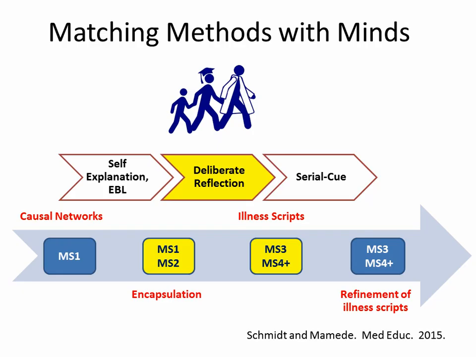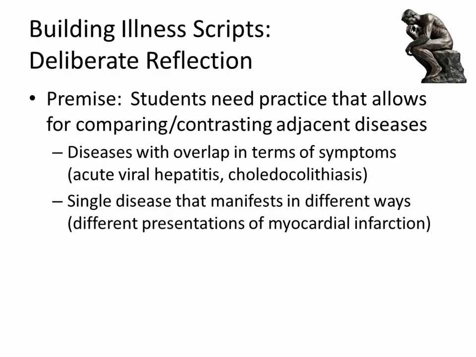Okay, so now we're going to talk a little bit about deliberate reflection, a method that may be ideal for helping learners to get from the encapsulation to the illness script phase. So the premise for use of this method is that students need practice that allows for comparing and contrasting of adjacent diseases. And when I say adjacent diseases, I mean diseases with overlap in terms of symptoms.